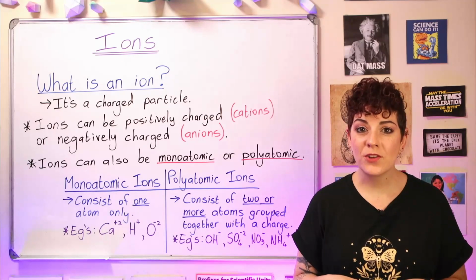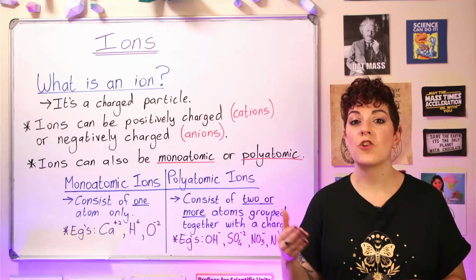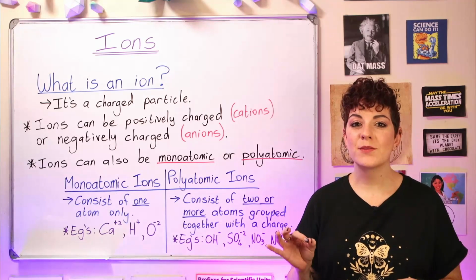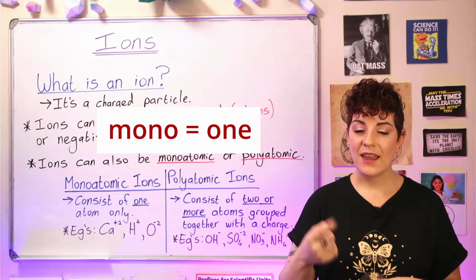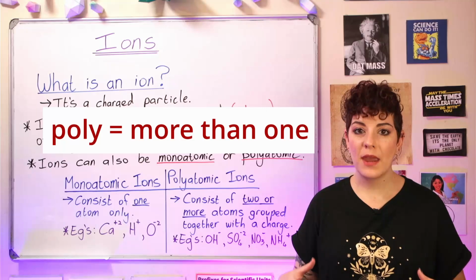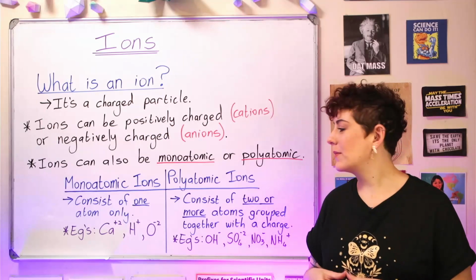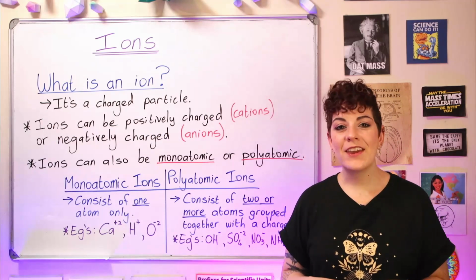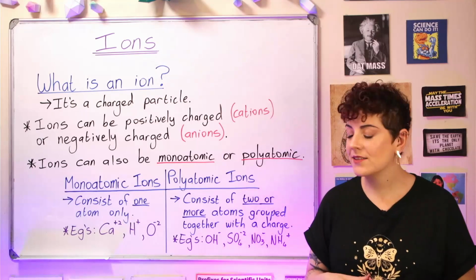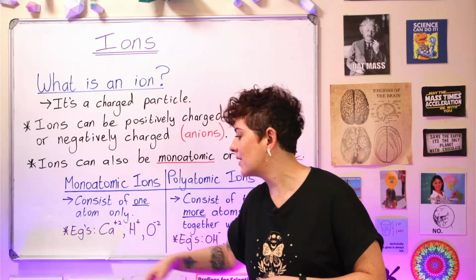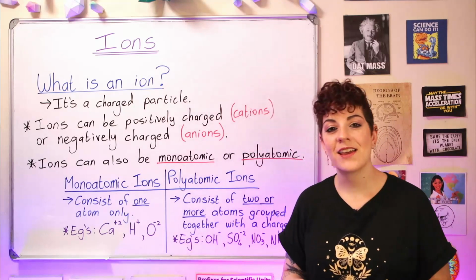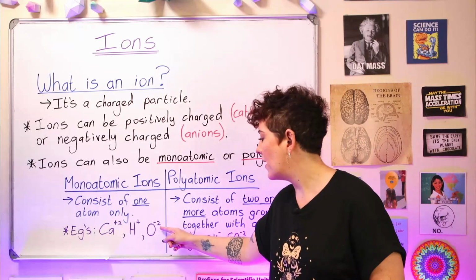Now, you can also describe ions as being either monoatomic or polyatomic. The prefix mono means one, and the prefix poly generally means more than one or many. So, monoatomic ions, as we see here, consist of one atom of an element only, right? Some examples include the calcium ion Ca+2, the hydrogen ion H+, and the oxide ion O-2.